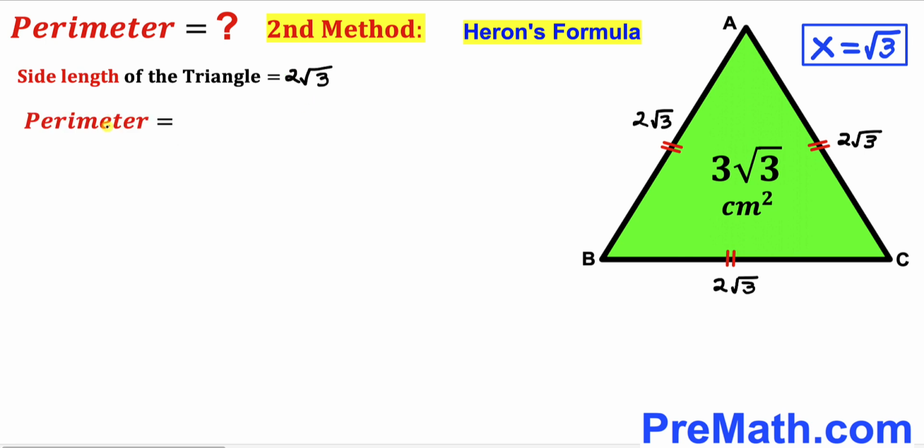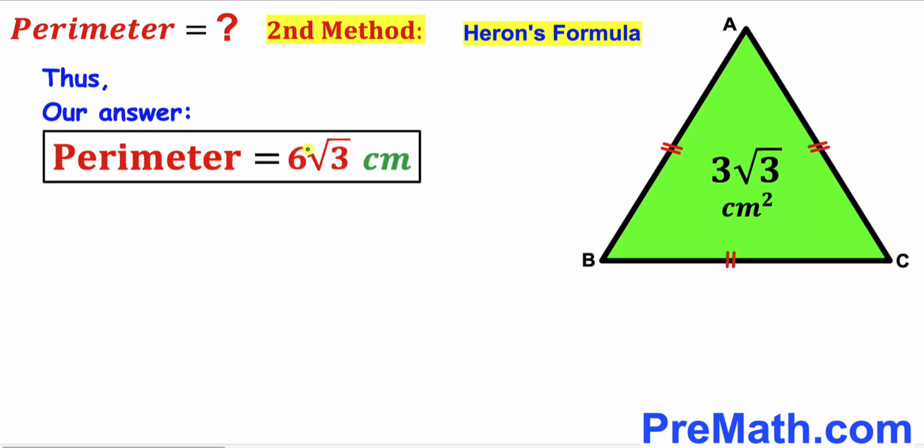So therefore the perimeter of this triangle is going to be the sum of all these side lengths, 2 times square root of 3 plus 2 times square root of 3 plus 2 times square root of 3 as well. And if we add all these numbers, that's going to give us 6 times square root of 3. So thus the perimeter of this triangle turns out to be 6 times square root of 3 centimeter by using the Heron's formula.